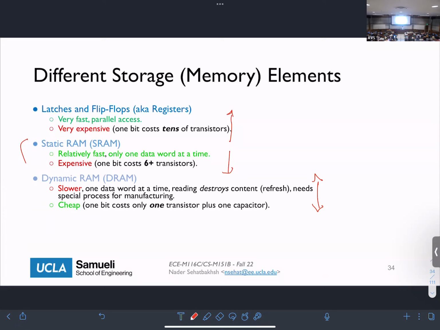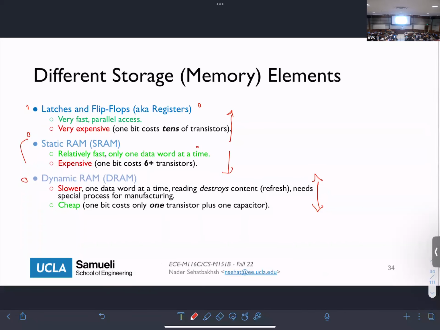Another problem with DRAM is that, unlike SRAM and registers, which store things semi-permanently as long as there's electricity, DRAM has this problem of forgetting in some sense. They have leakage. So if you just leave a specific cell of DRAM alone for a few seconds, the data will be gone. But that's not the case for registers or for the SRAMs.